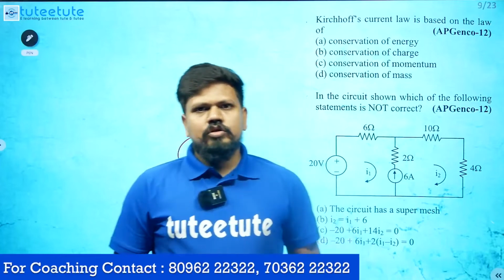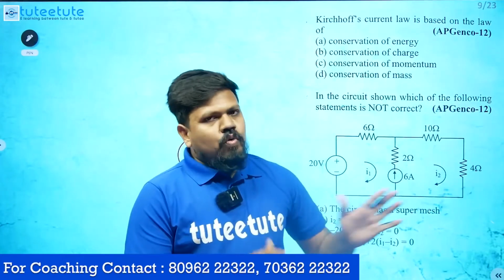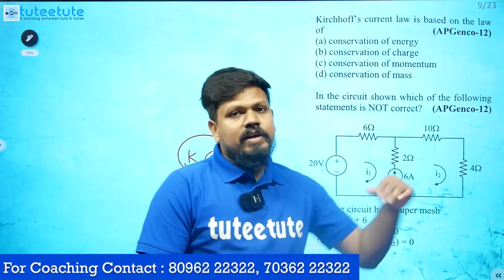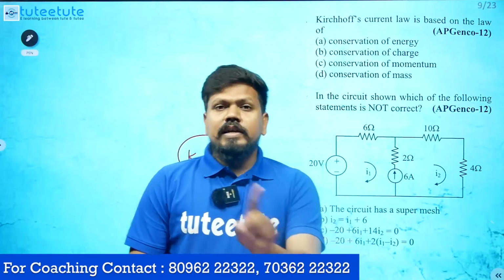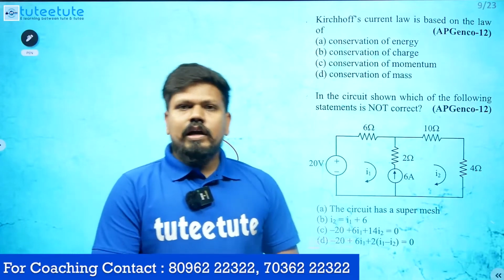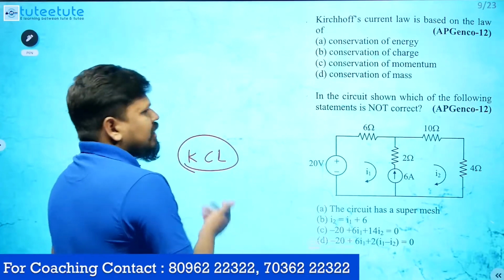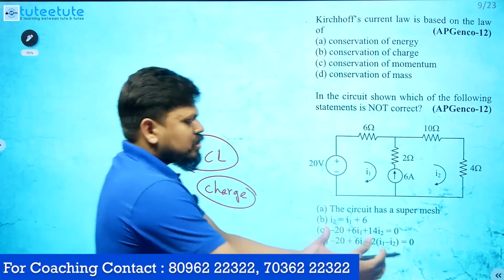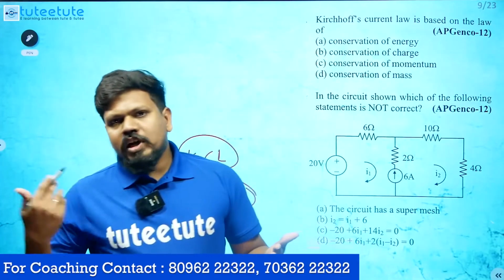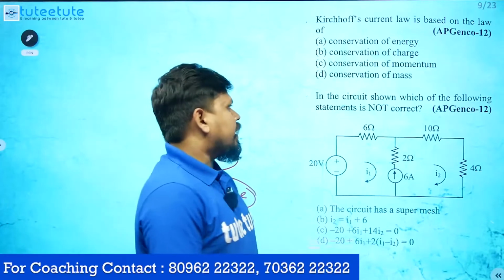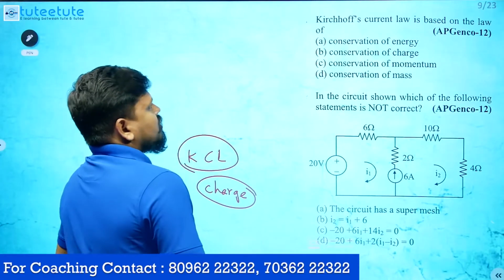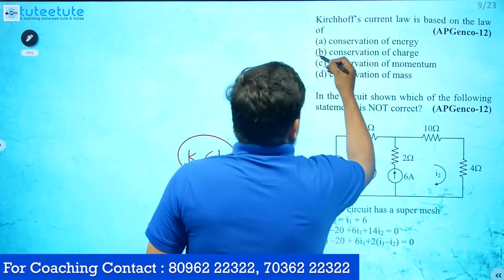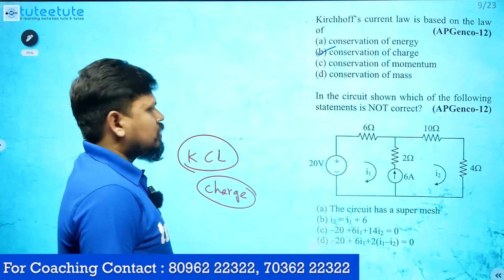At the same time, you see one thing: for 1 hour if you calculate KCL, it will work. For 2 hours, it will work. For 10 hours, it will work. That means at any instant, Kirchhoff's current law will work. That means not only current, charge is also balanced there. How much charge is incoming towards that node, the same charge must leave from that node. So Kirchhoff's current law is based on the law of conservation of charge. So this is the answer for this one.